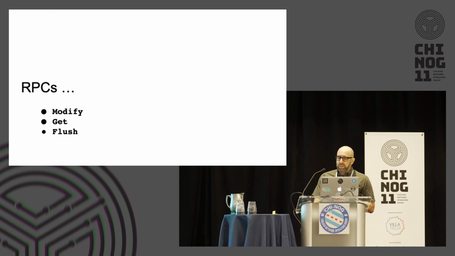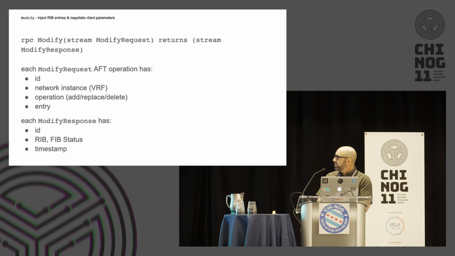Moving on here, I'll talk a little bit about the RPCs themselves. As I mentioned earlier, the AFT model is effectively state only. So it's taking in all of the various sources of routing information in the system. It's rendering a FIB. So as such, the gRIBI RPC here is just a modify. And a modify has a couple of parameters associated with it. A modify request operation has the ID that I mentioned earlier.